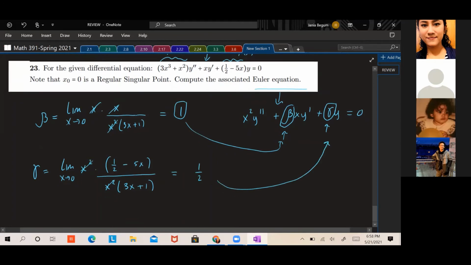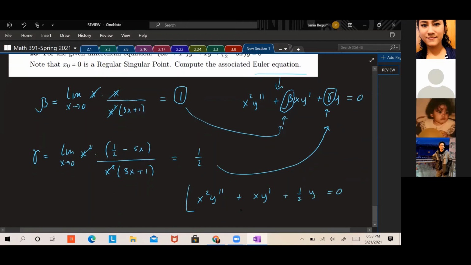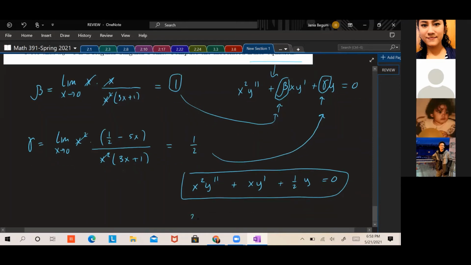So your corresponding Euler equation is going to be x squared y double prime plus 1x y prime plus 1/2 y equals 0. Now, if you don't see this as one of the options, maybe the equation got multiplied by 2, so you got rid of the fraction. So you'll have 2x squared y double prime plus 2x y prime plus y equals 0.